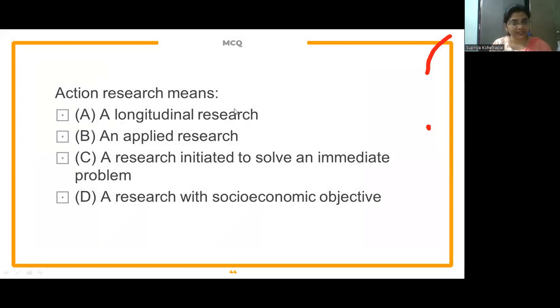A longitudinal research, ये पैरेलली हो रहा है? No. Applied research हो सकता है? नहीं हो सकता है. A research initiated to solve an immediate problem. क्या ये हो सकता है? Or a research with a socio-economic object. So action related means what? It is related with the problem solving. So research initiated to solve an immediate problem is known as an action research.